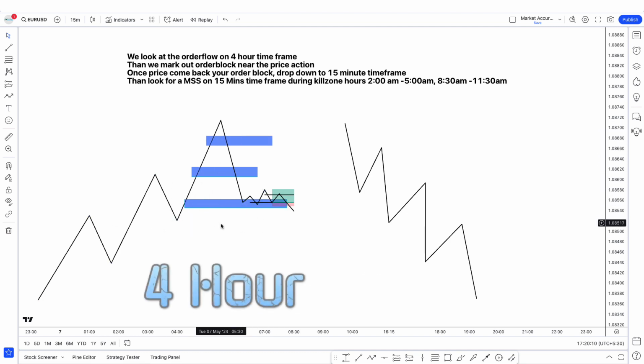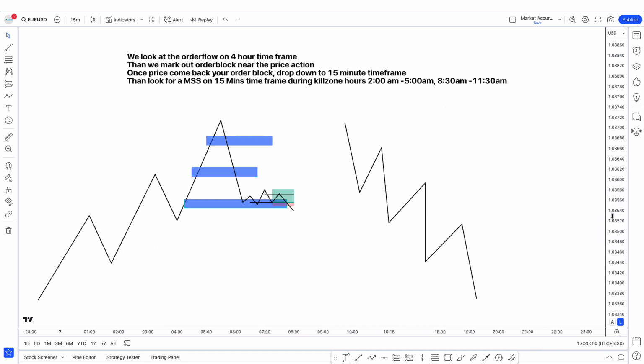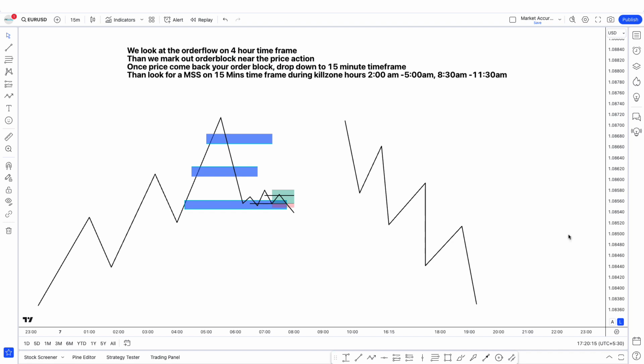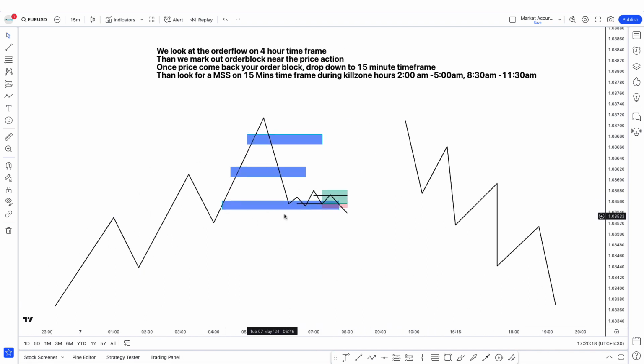I only use 4 hour and 15 minutes because 4 hour is a higher time frame, and a lot of banks and institutions use higher time frames. I prefer 4 hour, daily, and 15-minute time frame for our entries.